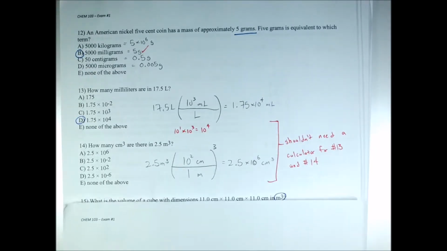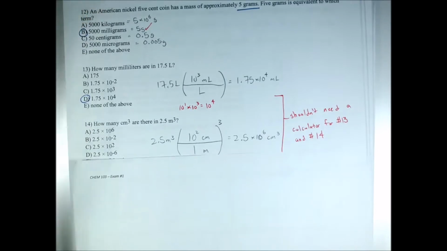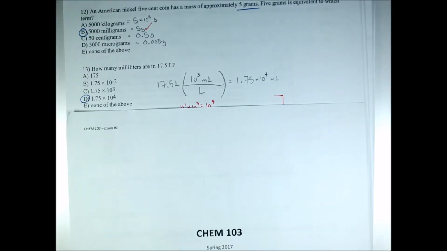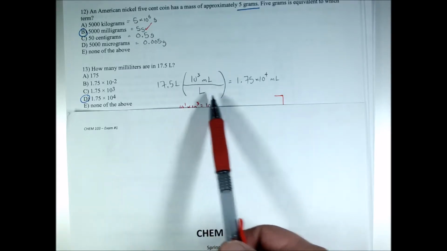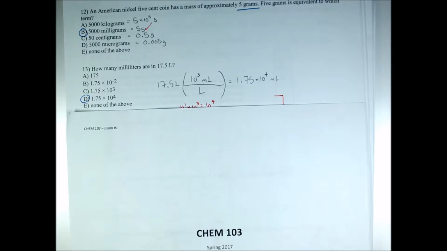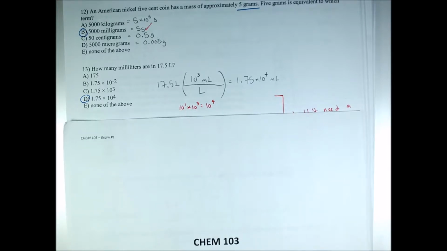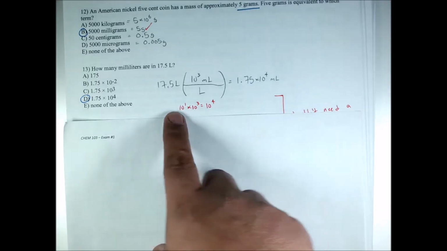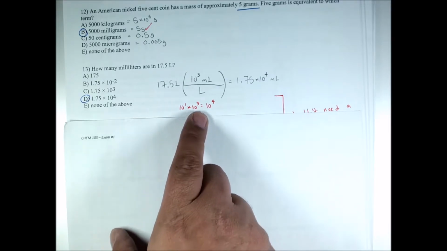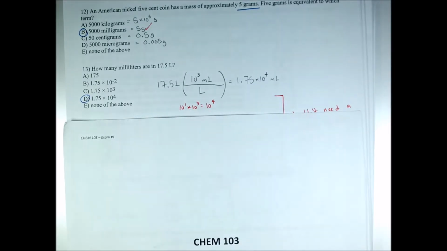All right, next one's here. So the first one here, how many milliliters are in 17.5 liters? It's a factor of 1,000 in the conversion here. And I do mention here that you should be able to do this without a calculator. You effectively have 10 to the 1 from this number and 10 to the 3 from this number, which is 10 to the 4.